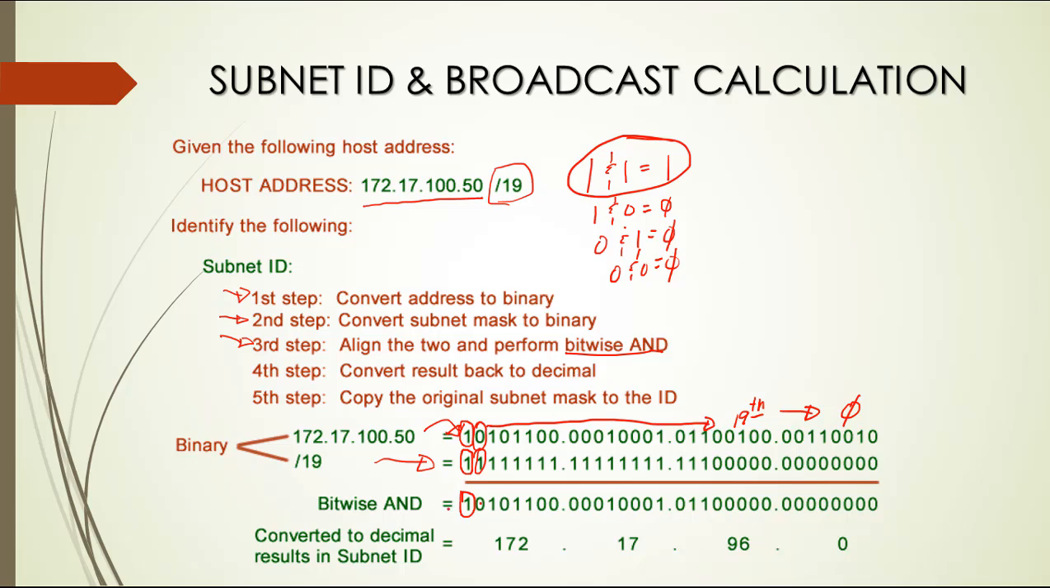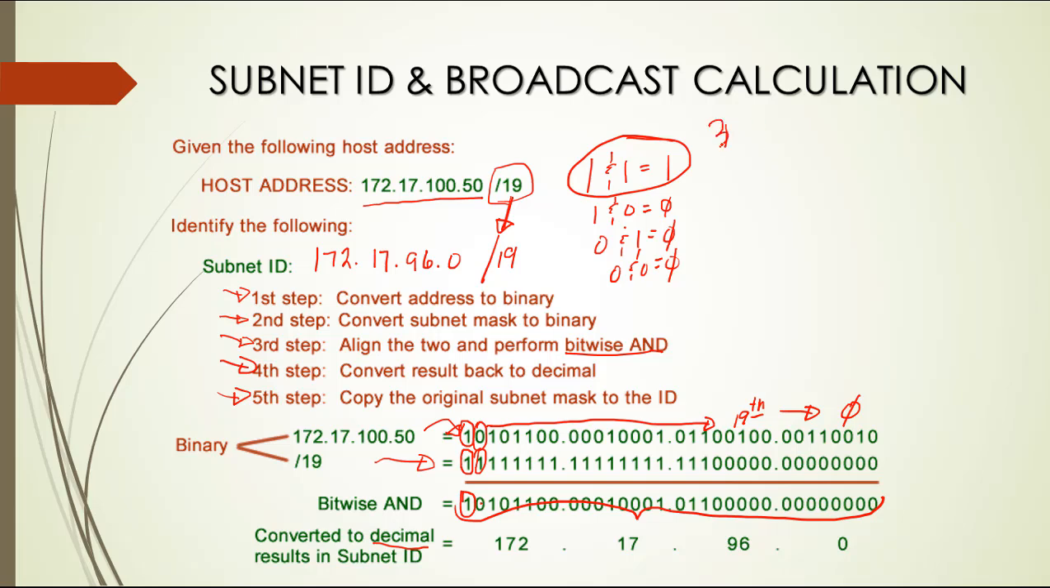Once we have done our bitwise AND operation, we then convert that back to decimal, and that results in our subnet ID. So in this case, our subnet ID is 172.17.96.0. We just converted that back to decimal. And then the fifth step, or the final step, is to carry our subnet mask from our host down to our subnet ID. The subnet mask will be the same for both of them.